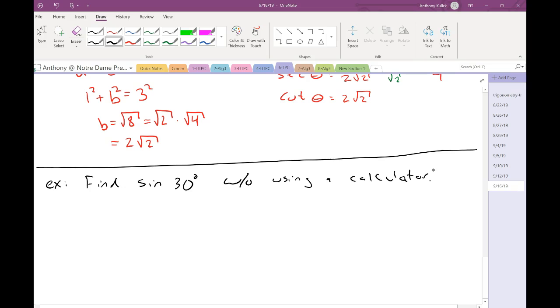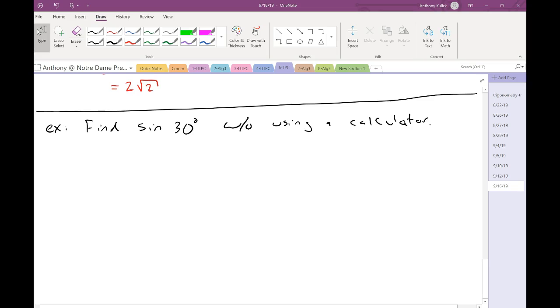What if I ask you to find the sine of 30 degrees without using your calculator? At first glance, you're probably thinking there's not enough information to do this problem. I assure you there is. There's a catch, though: you have to remember something from your geometry course.